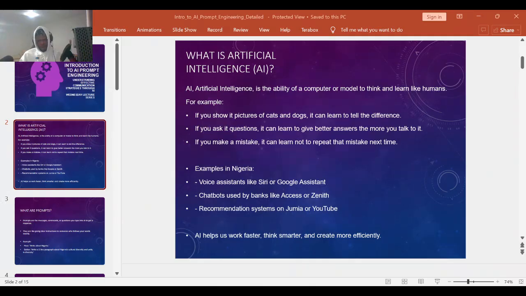So next, after understanding what AI is now, we need to understand what prompts are. So prompts are messages, commands that you type into the AI to get a response, to get a detailed response, depending on your type of prompt.